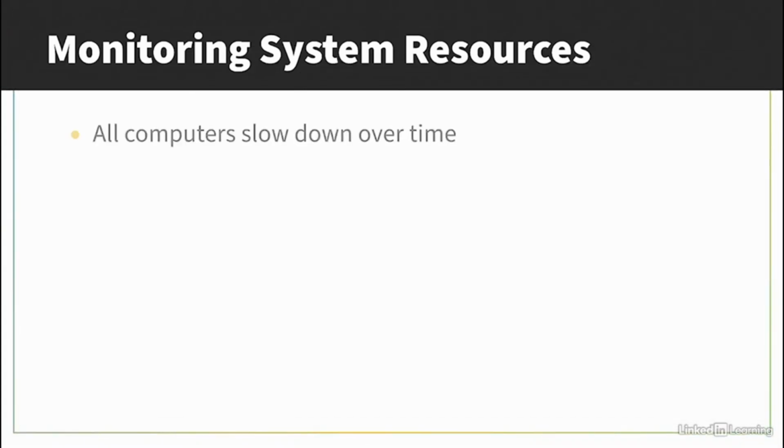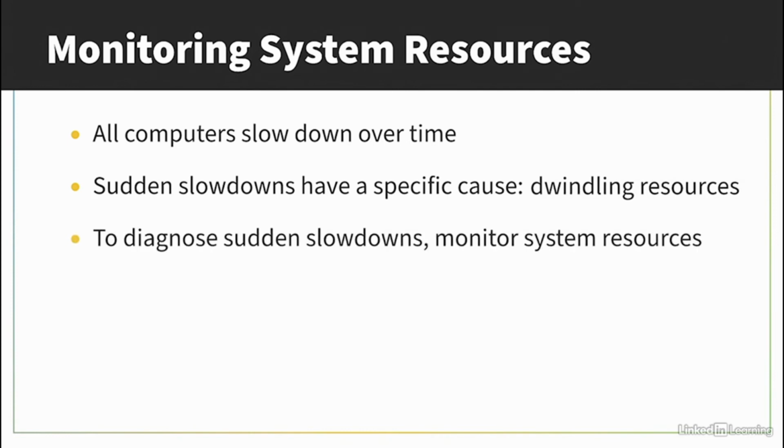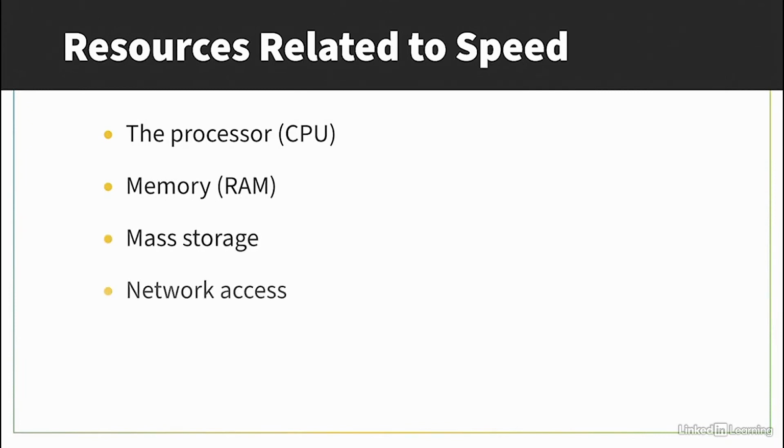All computers slow down over time, most likely because they keep doing so much. Sudden slowdowns, however, have a specific cause. The effect you see is a slower computer because resources are being consumed at a higher rate than usual. To find the culprit, you monitor system resources. In a computer system, the resources most directly associated with speed are the processor, memory, storage, network access, and GPU, the graphics processor unit. Other resources come into play, but when some program attempts to hog one or more of these items, you know about it quick.